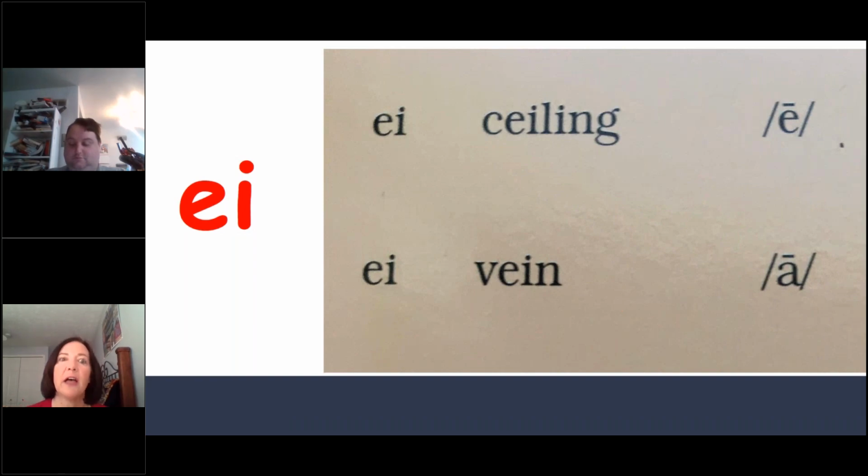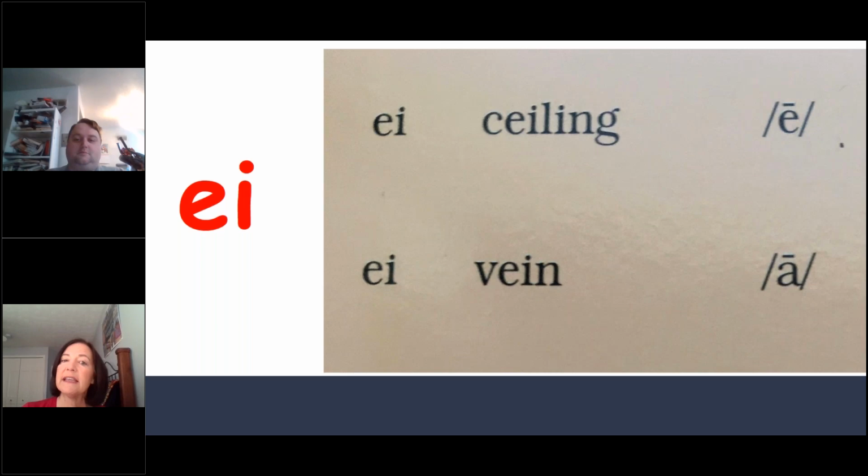EI is another vowel digraph. Unfortunately, the last 4 sounds I have for us are advanced lessons, and I don't have the practice materials. I still wanted to expose you to the sound card and help you to memorize the different sounds they can make. So EI might say E as in ceiling, or it might say A as in vein.